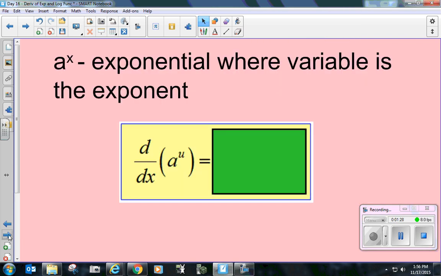A to the x, where the variable is in the exponent. Okay, that is an exponential expression, and the variable is in the exponent. That's what we call exponential. That is, you ready for this?